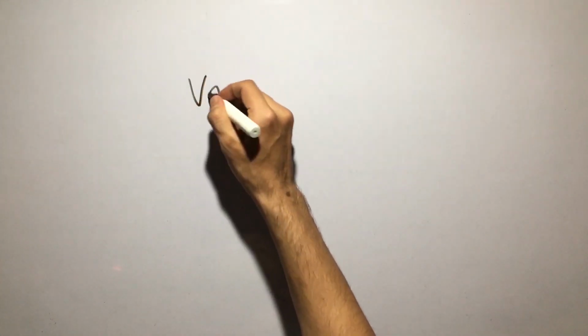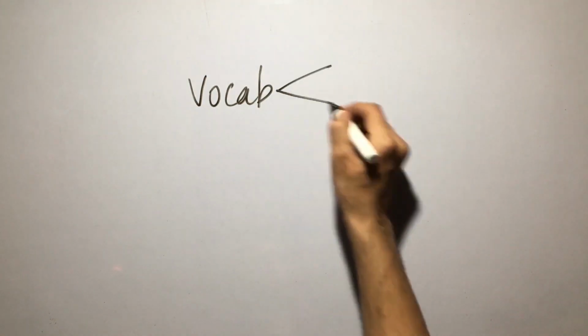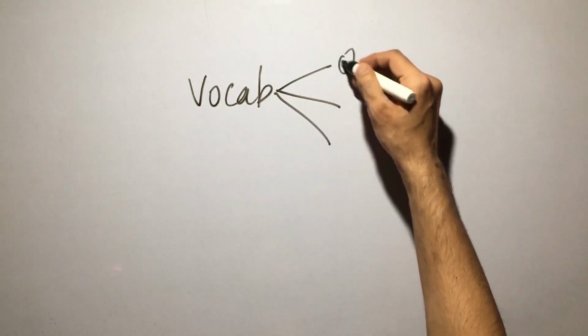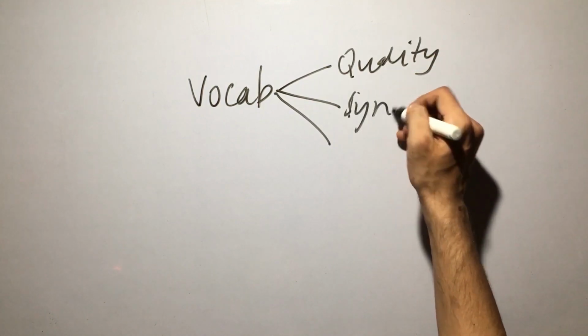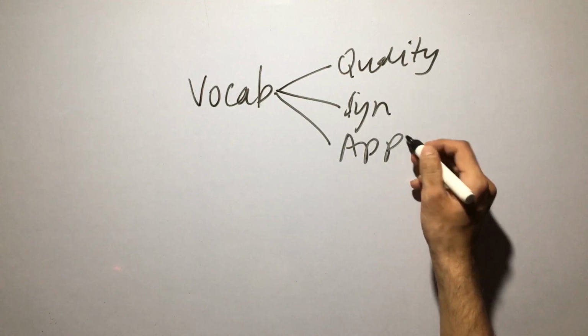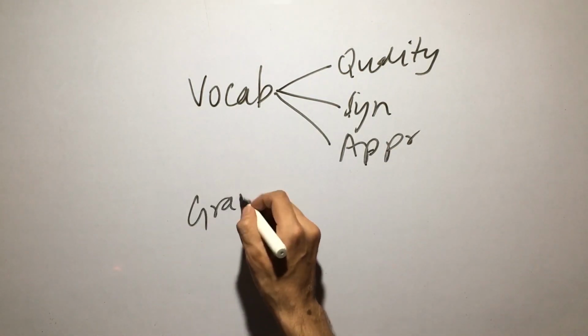Wonderful, and we are back. Now we will understand a few things here and there that you have to work on. The first thing that you have to work on is your vocabulary. Why vocabulary? Because remember the 3 things that you have to understand: the quality of the vocabulary, the synonyms, and the appropriate uses. All of the things we will see in the video separately.